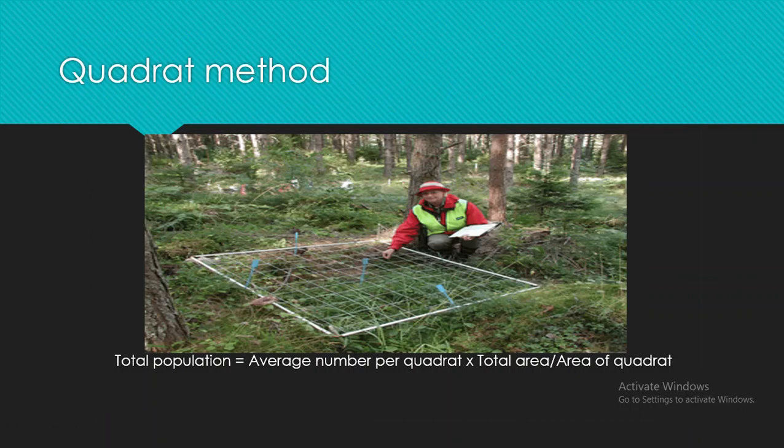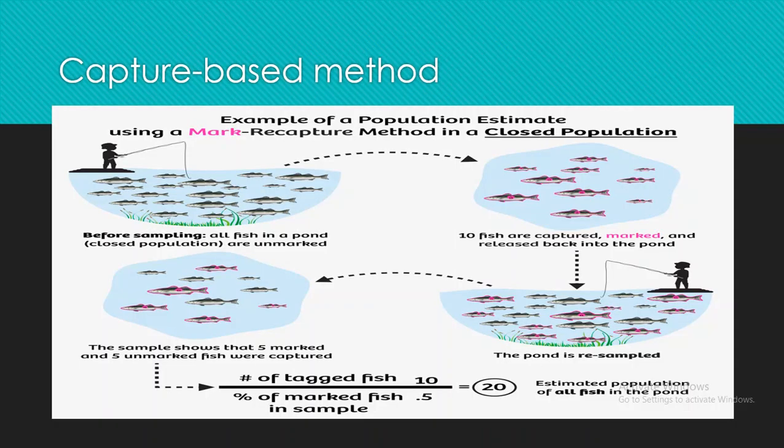The next method after quadrat method is used for species that are very mobile, that are very elusive, masyadong magalaw, kumbaga masyadong elusive, hindi masyadong nakikita, hindi siya nagpapakita, nagpapasilip. So ganun. So we come now to the use of the capture based method or the capture mark recapture method. So an example dito is a mark recapture method ng fish. I think this is milkfish.